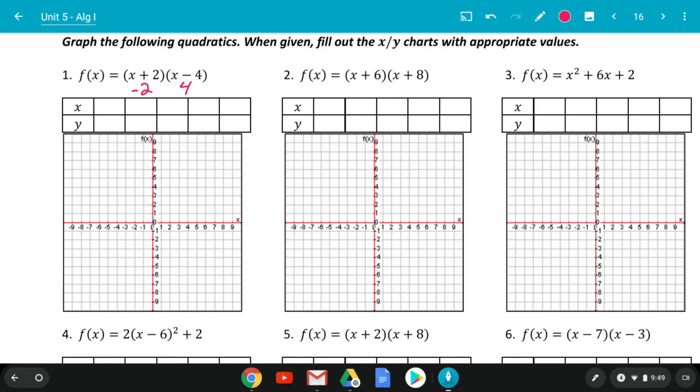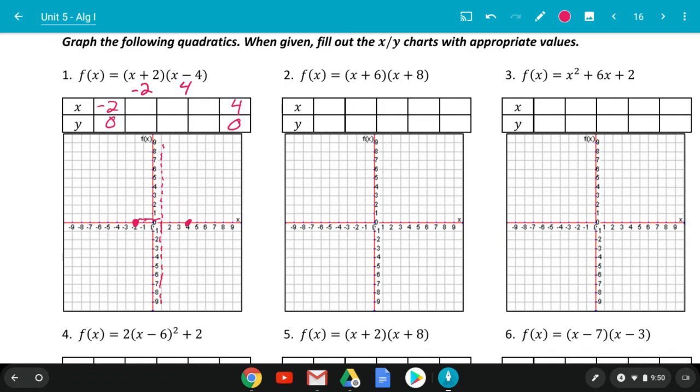So I'm going to graph those 2 points right away. -2, +4. I can see how far apart they are. They're a good ways apart, so I'm going to put those 2 values on the outside of my table here. And I start by finding my axis of symmetry, where my vertex is going to be. It's going to be the middle. So I count and see 1, 1, 2, 2, 3, 3. Okay, so it's going to be at 1. So my axis of symmetry is going to be at 1.